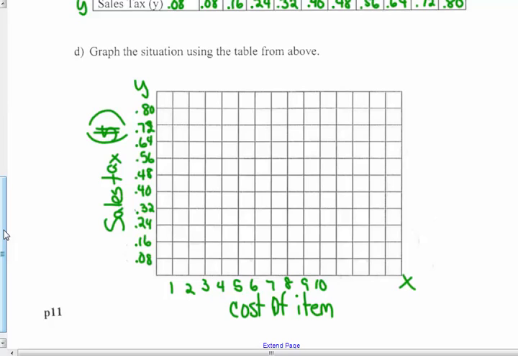So yes, guess what? If I buy nothing, I pay no tax. 0 is part of this graph. And if I plot all these points, does it go up in a straight line and through the origin? Yes, because I have a constant rate of 8 cents for every dollar that I buy. So yes, sales tax is a proportional relationship.